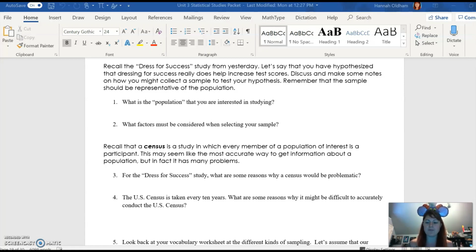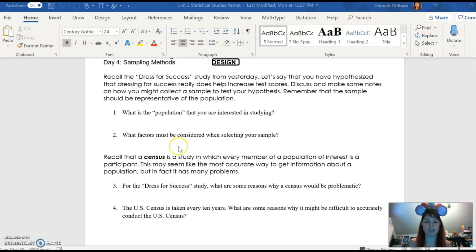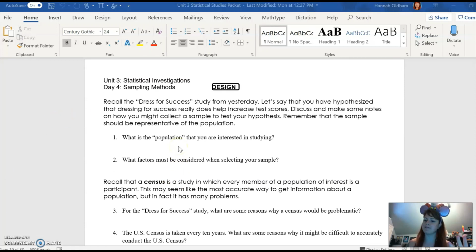Everybody. All right, so we are moving on to the next part of our packet, which is the last part of design to look at when you're making your survey.